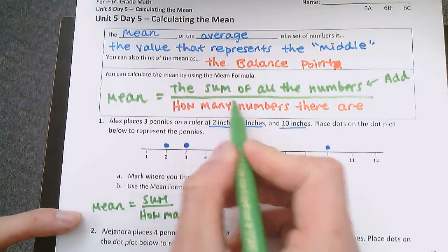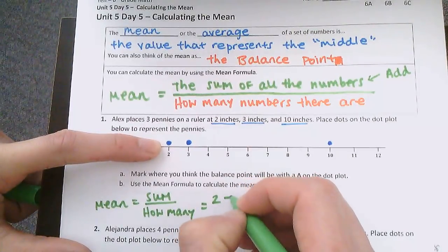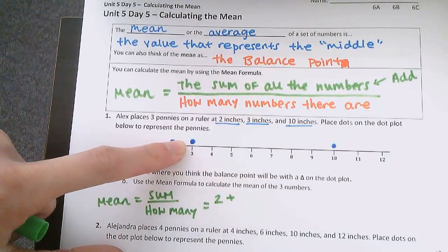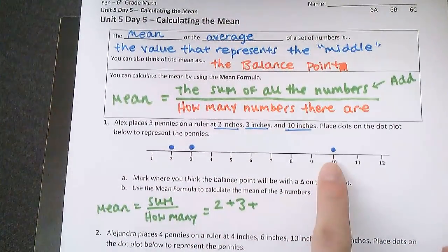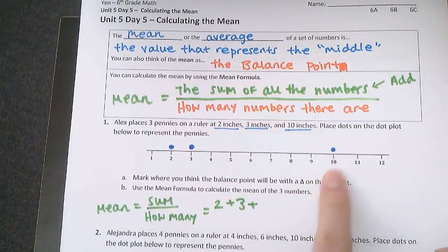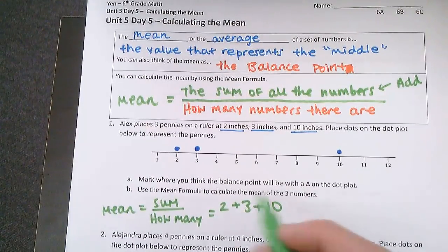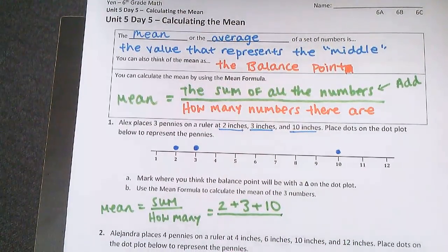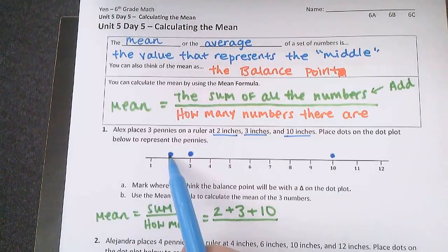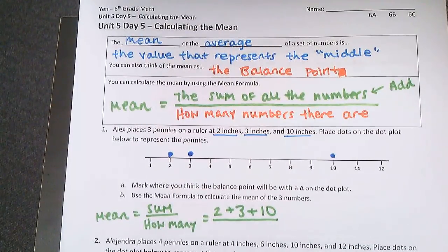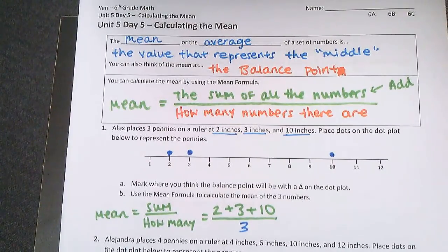So in this case, for the sum of all the numbers, we have a 2. So I'm going to add a 2 plus, we have a 3 right here, I'm going to add a 3. And then the last one is a 10 all the way over here. I'm going to take this 10 and add it right here. And then I'm going to divide the sum of all the numbers by how many numbers there are. Well, how many numbers do we have? We have 1, 2, 3 numbers, or 3 pennies. So we're going to divide all of this by 3.